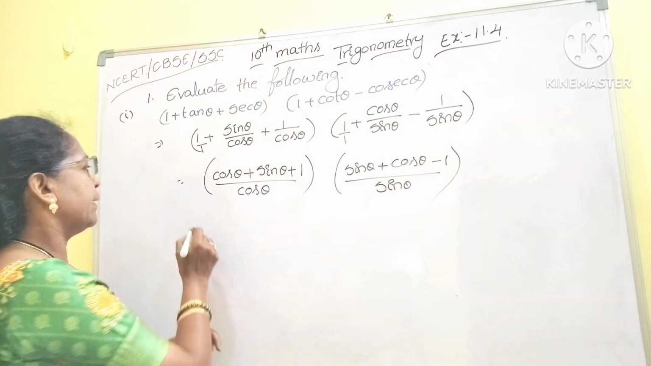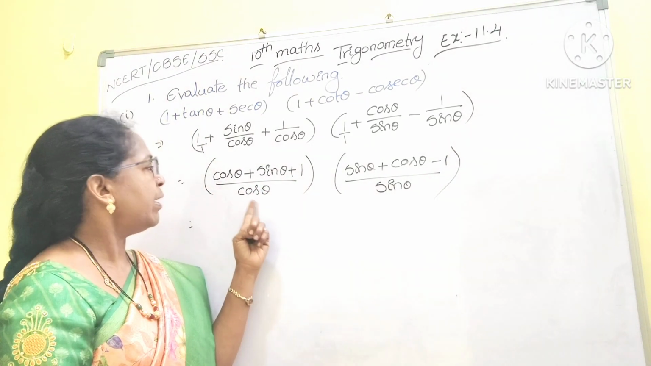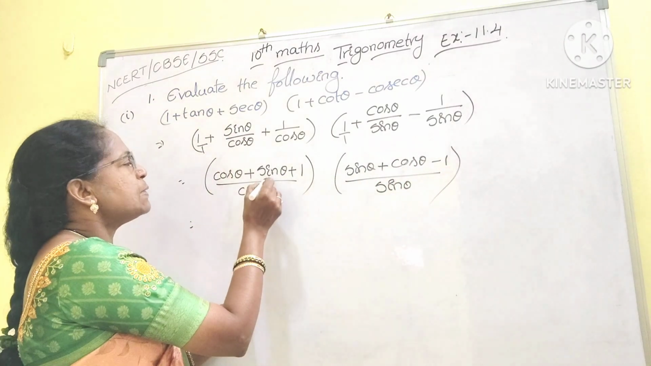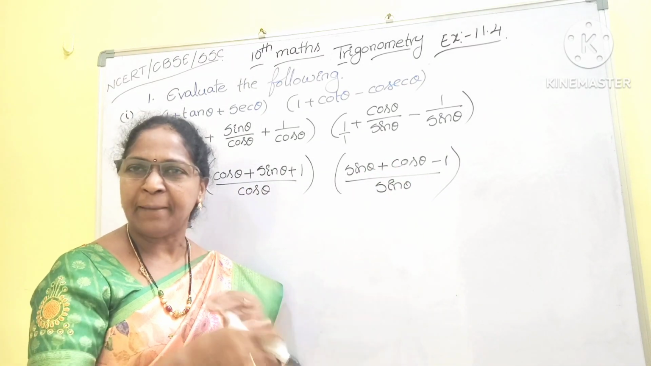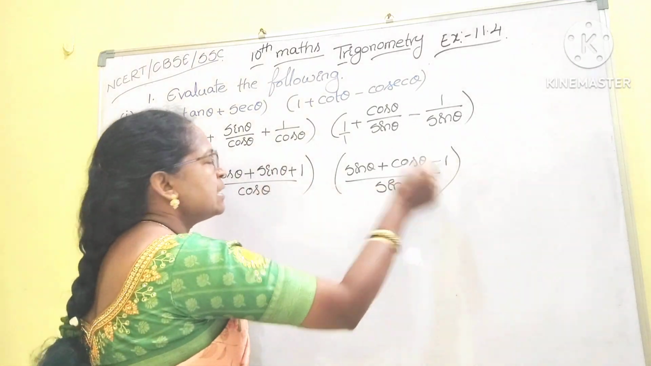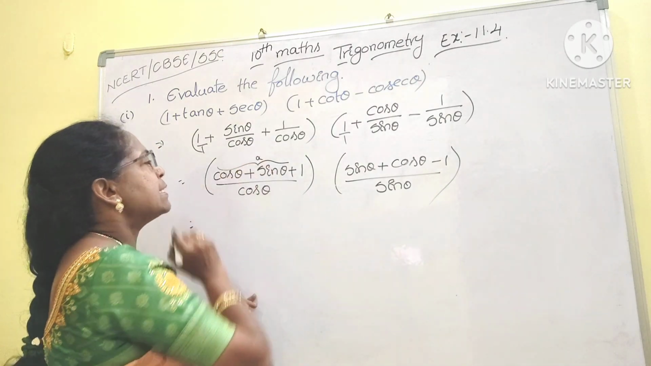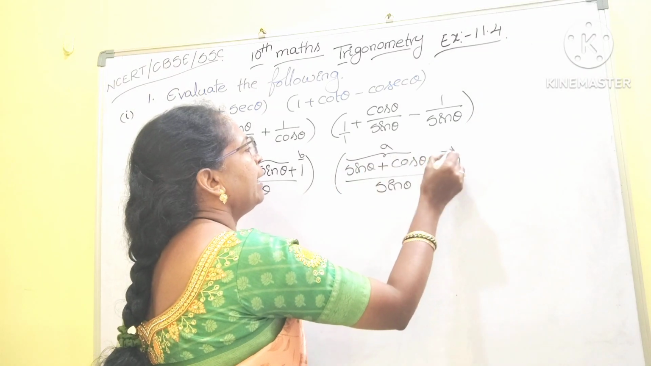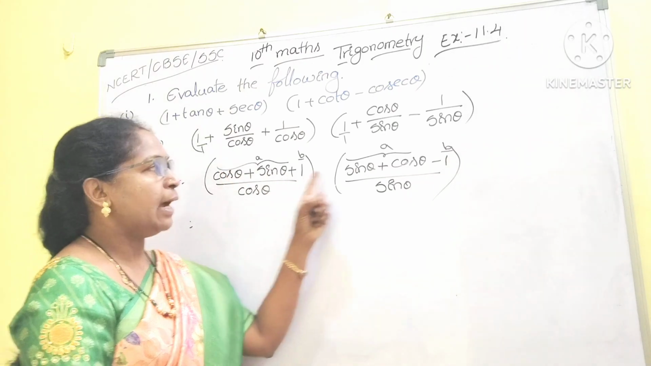Again close the bracket. Now observe: cos theta plus sin theta plus 1, divided by cos theta, times sin theta plus cos theta minus 1. Here cos theta plus sin theta or sin theta plus cos theta, anyone you can write, both are the same, a plus b or b plus a. So consider this one as a and this one as b. That is a plus b and a minus b.